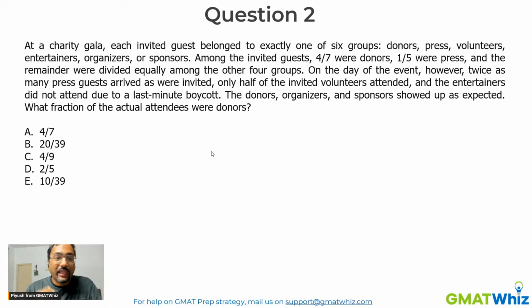So let's get started. Okay, so at a charity gala, each invited guest belongs to exactly one of the 6 groups. I have this habit, I will just write the things down. What are the groups? Donors, press, volunteers, entertainers, organizers, or sponsors. Now, among the invited guests, 4/7 were donors, 1/5 were press, and the remainder were divided equally among the other 4 groups. Now, many of you would be tempted to take variables to solve this question.